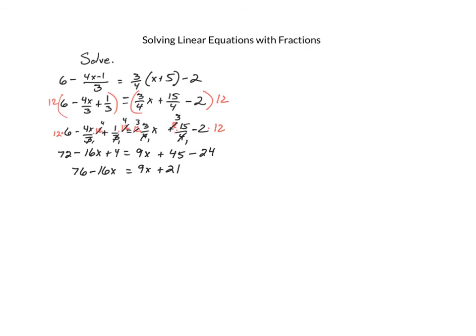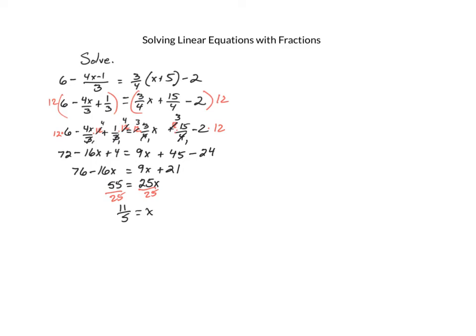So to finish, we need the terms with the variables on one side and the constants on the other. So I'll add 16x to both sides, and we'll have 25x on the right. And we'll subtract 21 from both sides, and we'll have 55 on the left. When we divide both sides by 25, we'll then have x equals 11 over 5, because we need to reduce that 55/25. And the equation is finished.